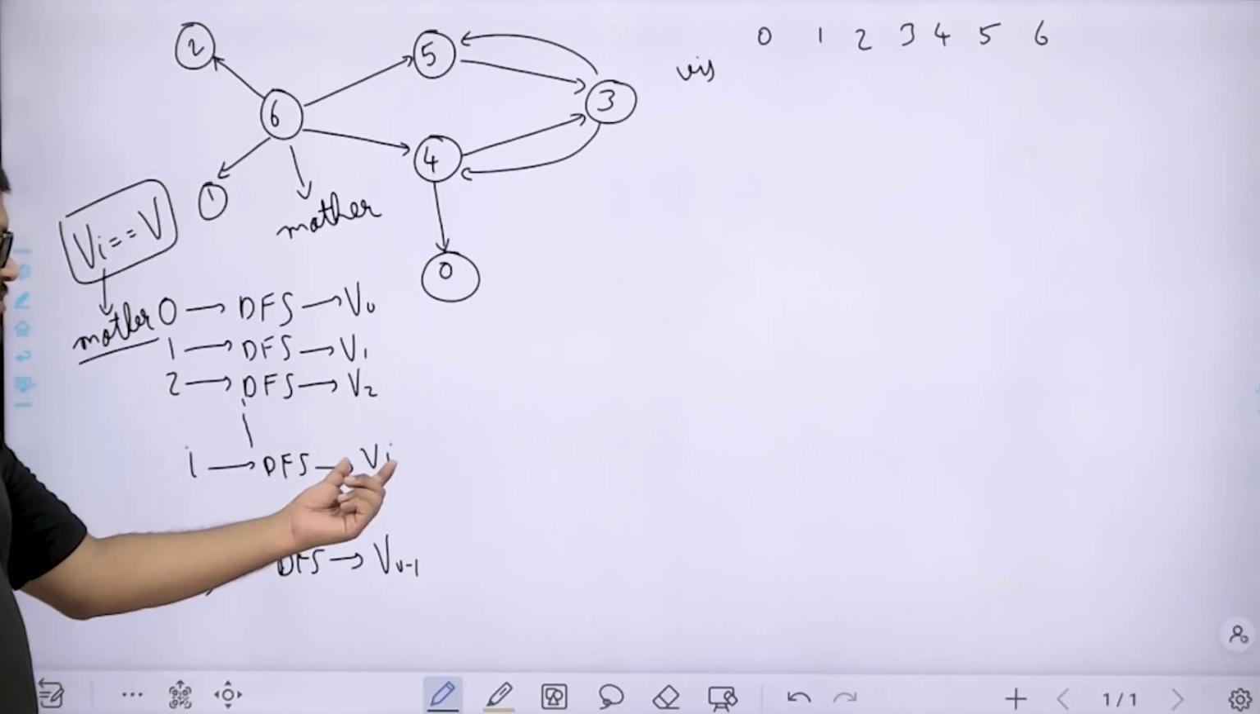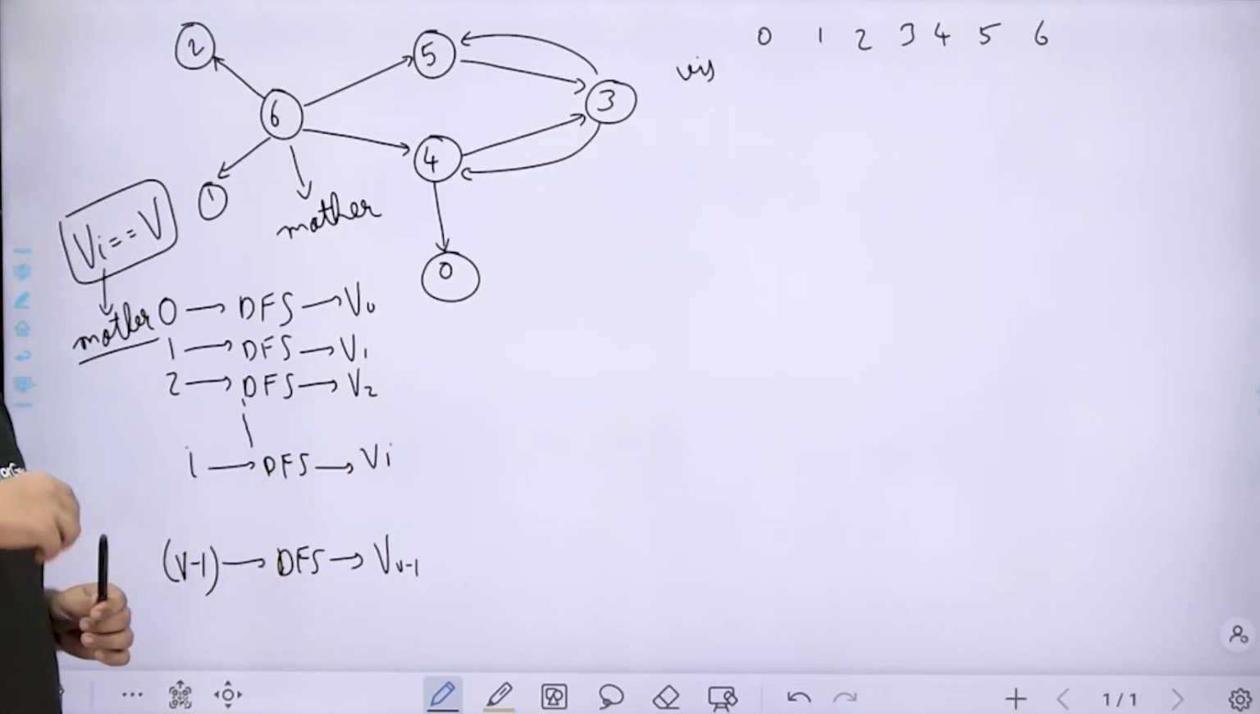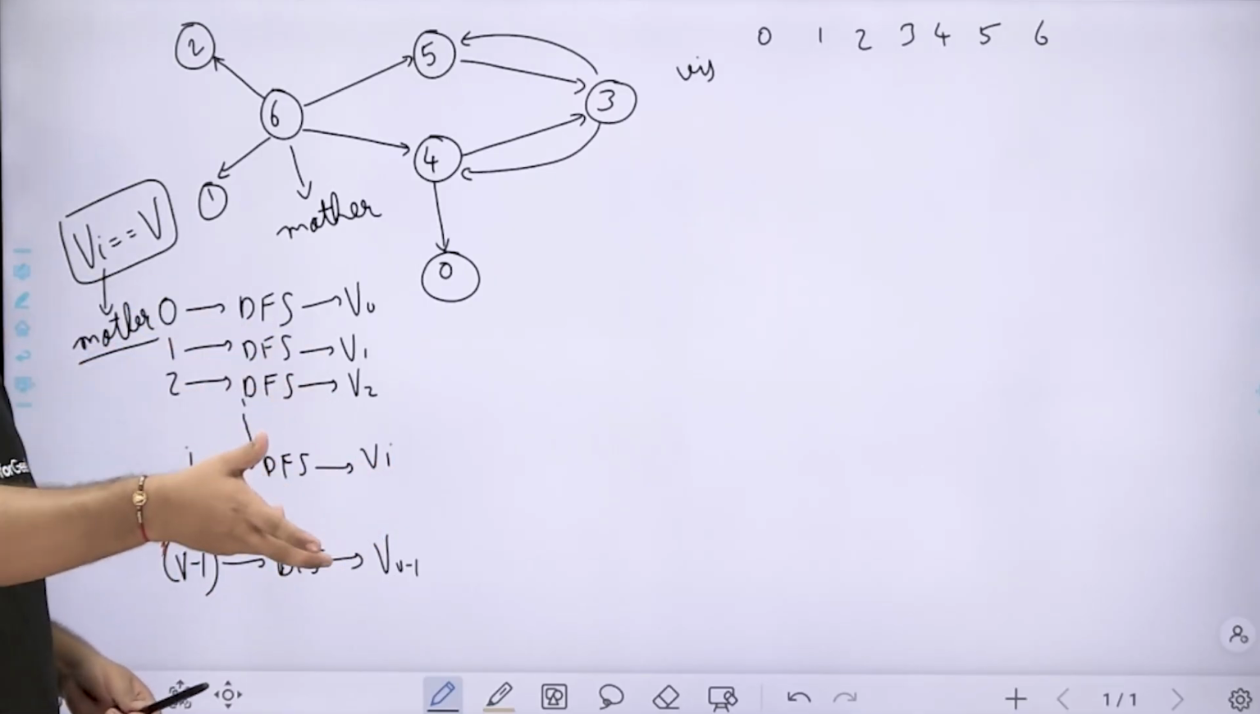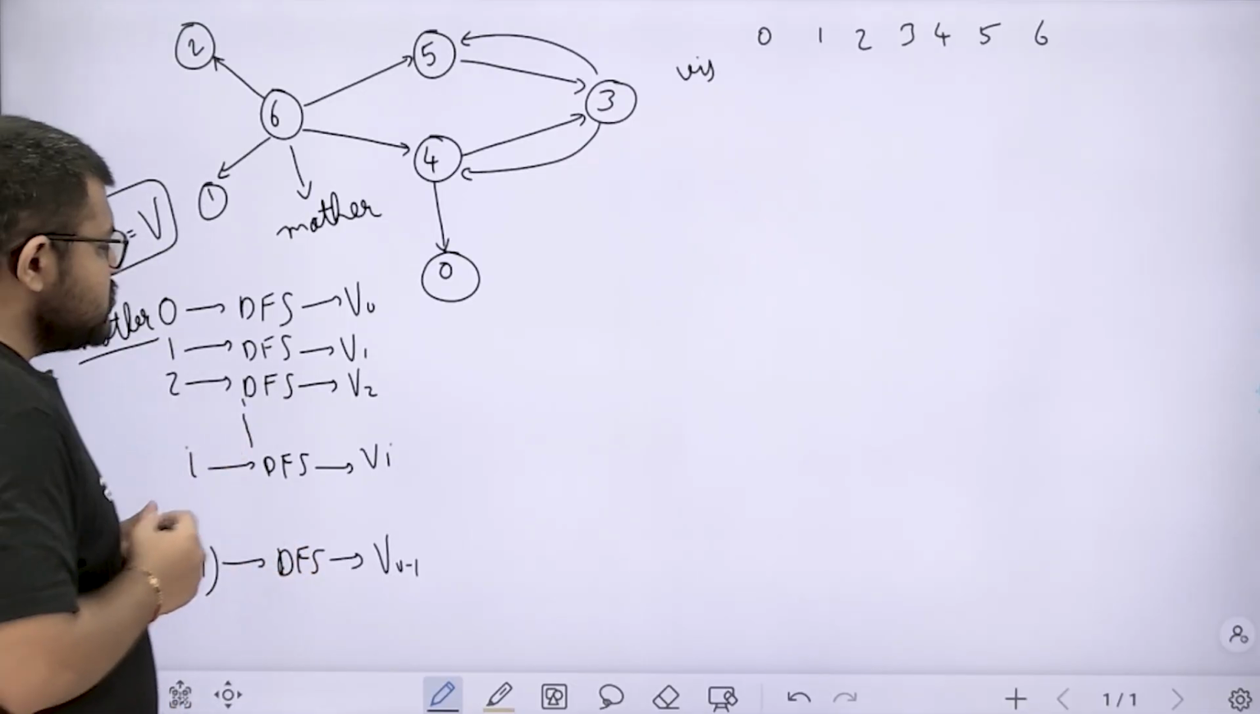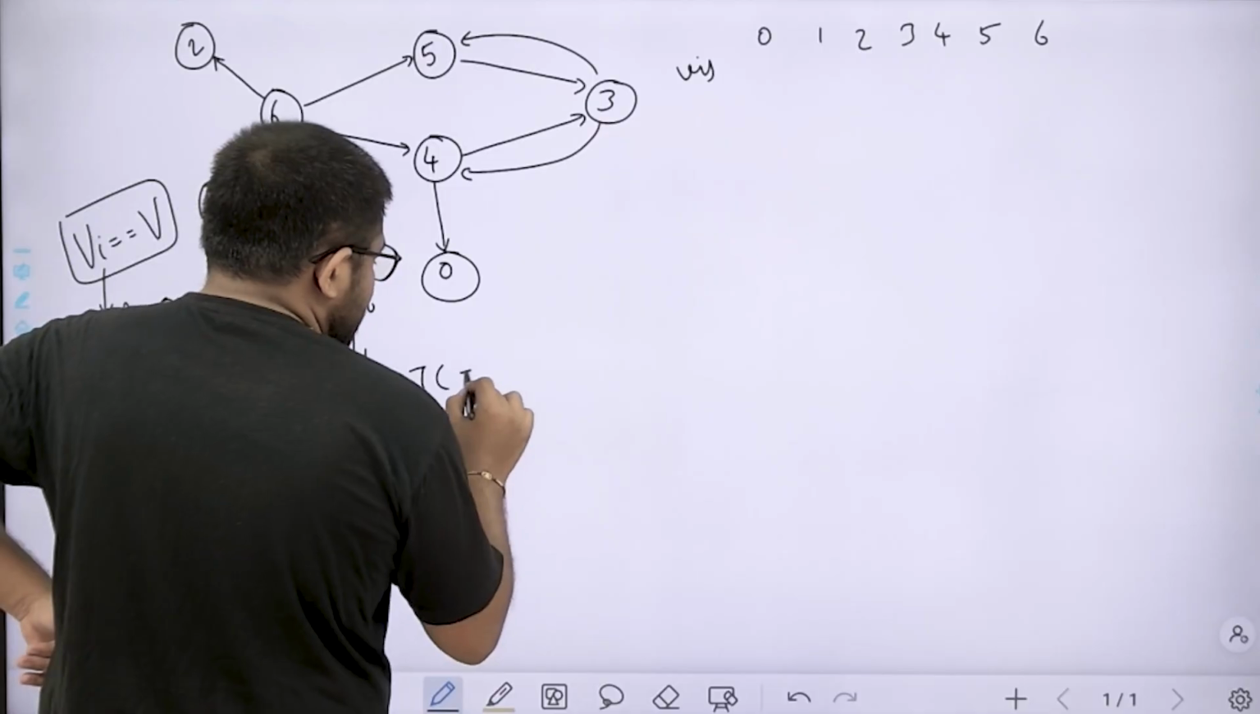If Vi is equal to V, what does that mean? It means that starting with that vertex we were able to visit all the vertices. So that's a mother vertex. But the problem here is of time complexity. What would be the time complexity?